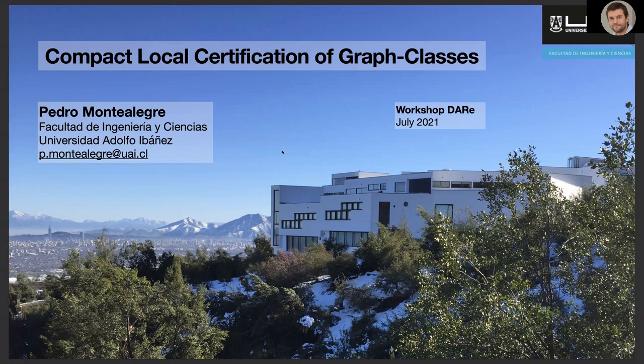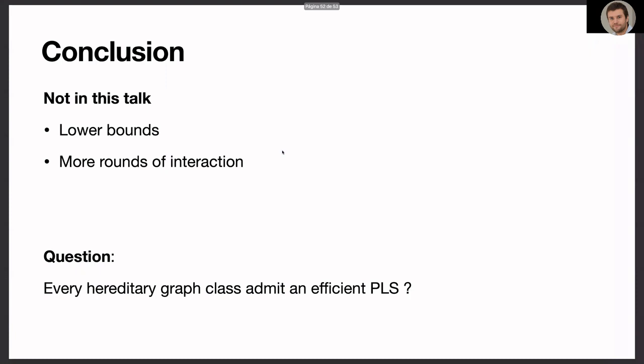Okay. So to go back to your last open question, so you said it's open whether for every hereditary graph class you have this efficient local certification. Are there examples of graph classes for which you don't know yet?